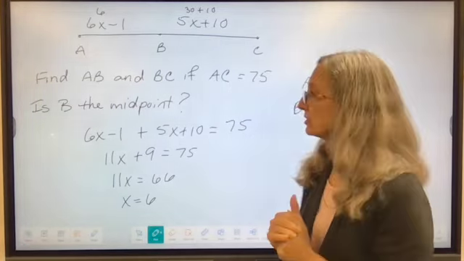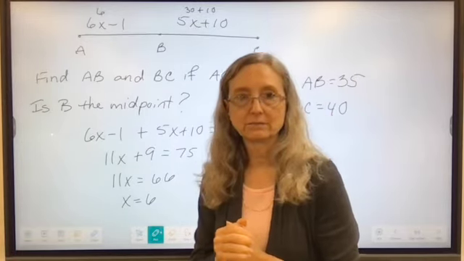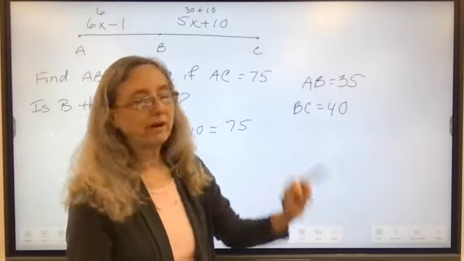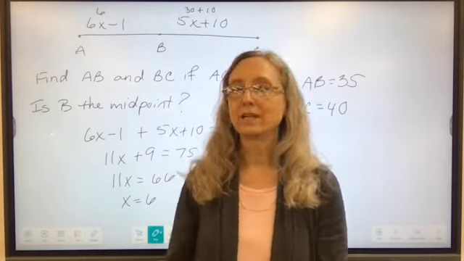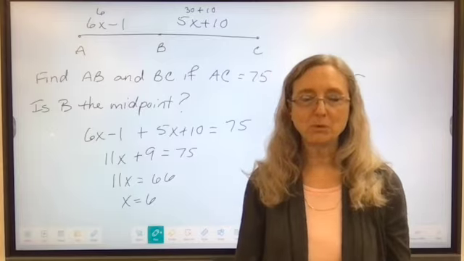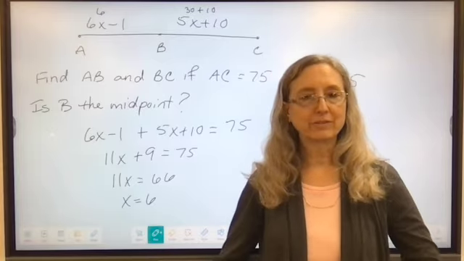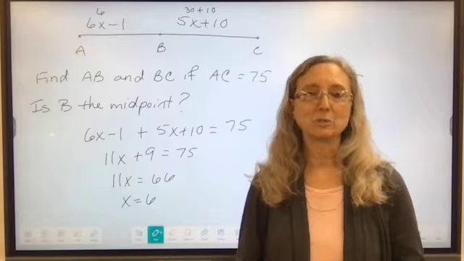Now we can answer this question. Is B the midpoint? Are 35 and 40 equal to each other? No, they are not. So we say B is not the midpoint. That's an example of the kind of problems that you will get and that you will solve.